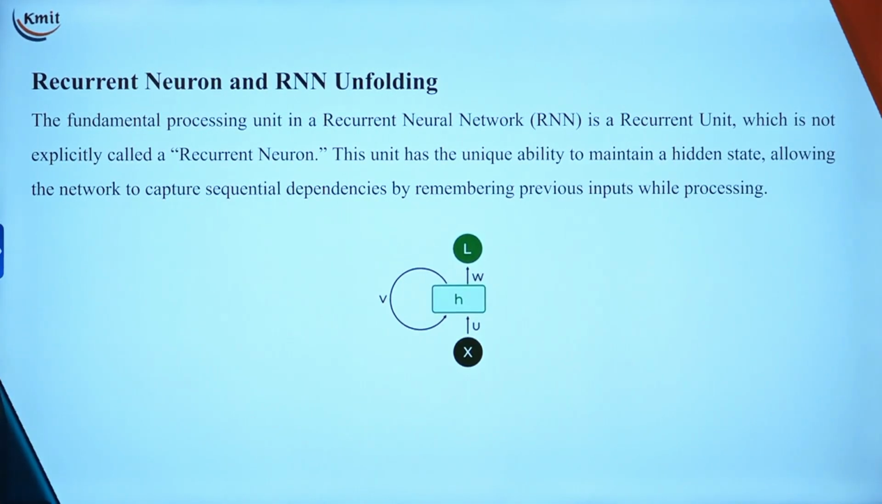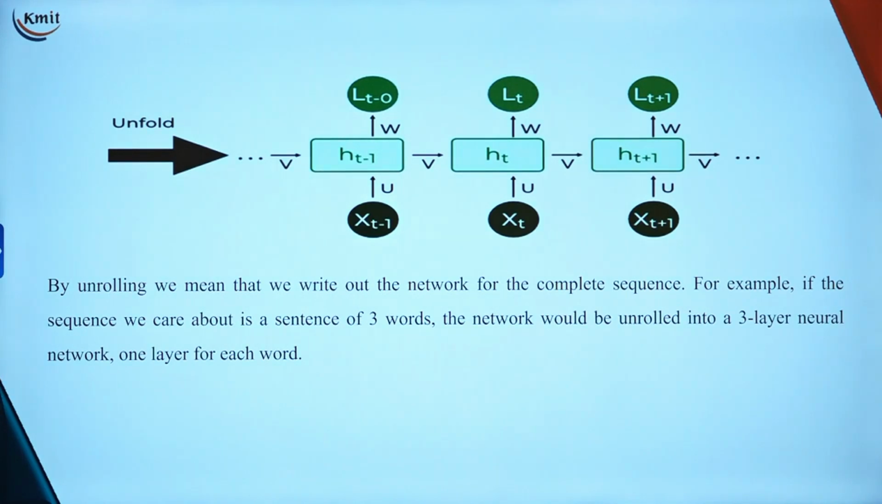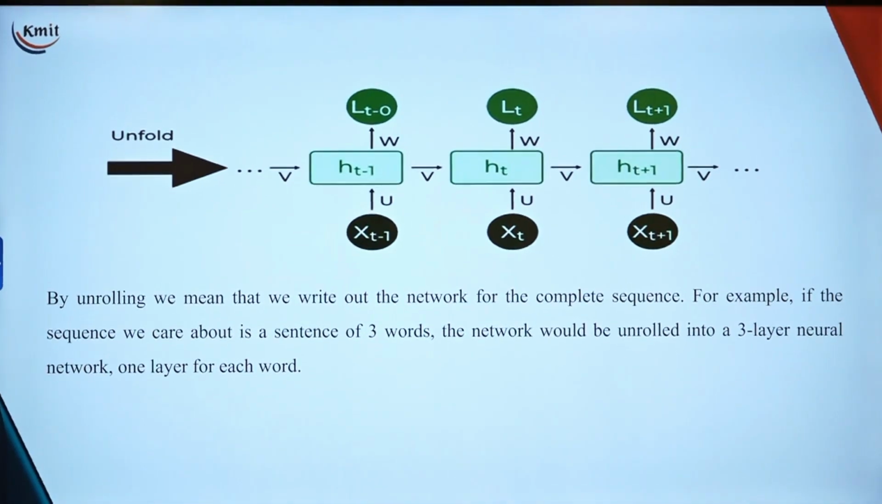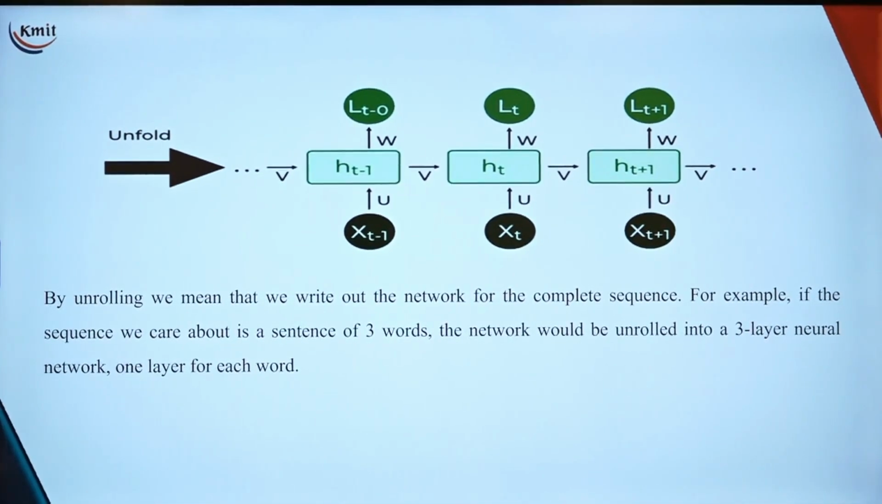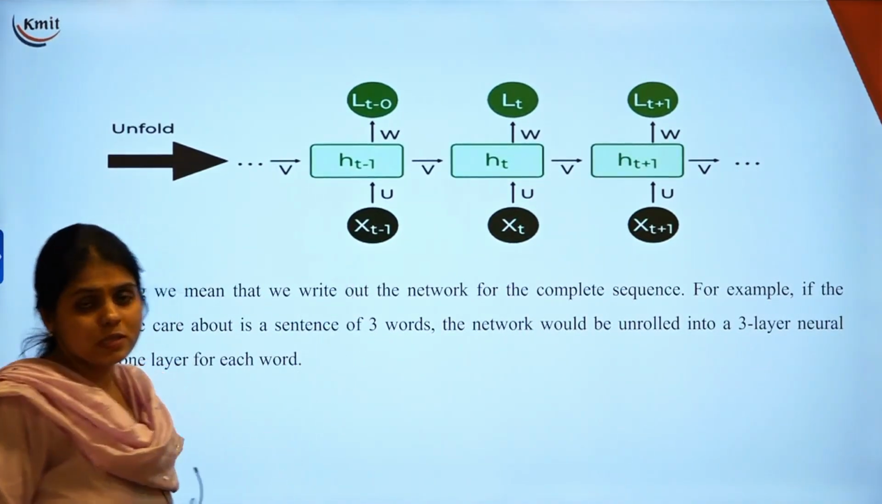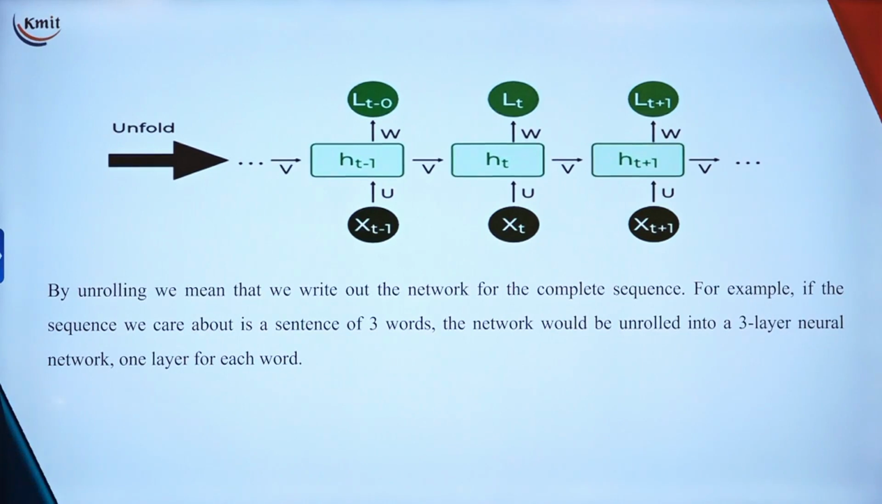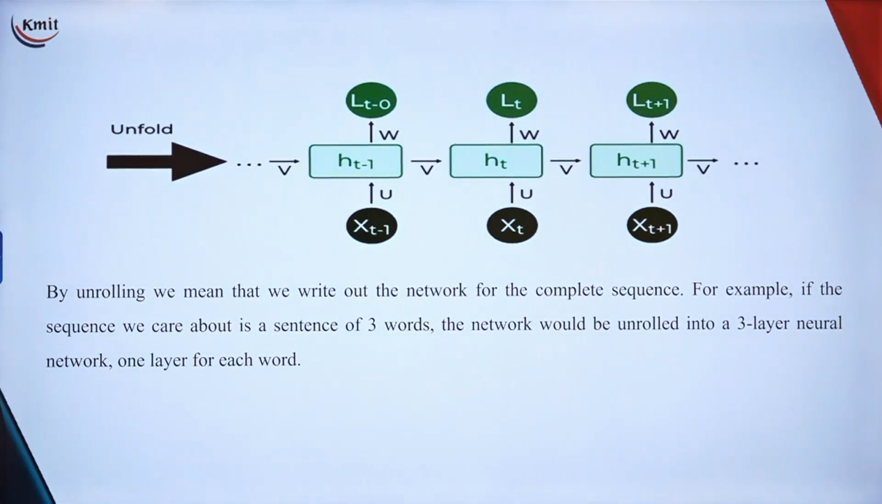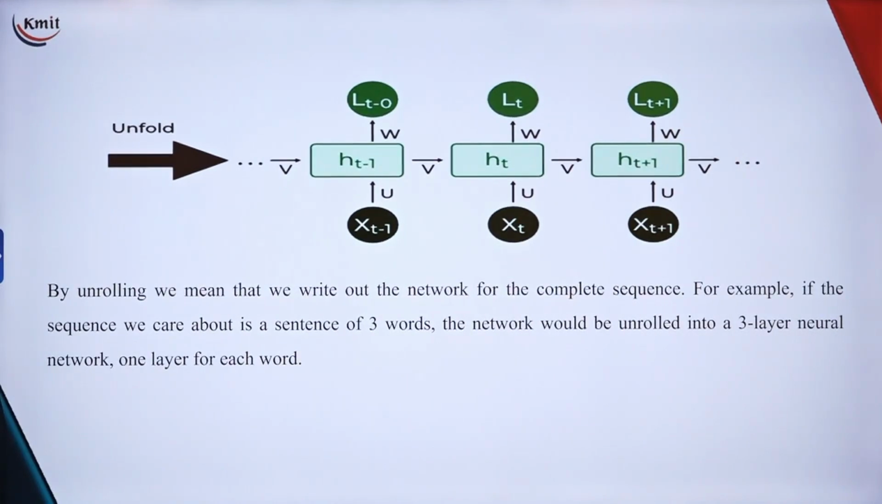Okay. So, this is called a recurrent neuron. Now, when we talk about unfolding or unrolling, this is nothing but writing out the network for the complete sequence. When I told you I have three words, "I am Asha", three words would be processed in three different neuron units.